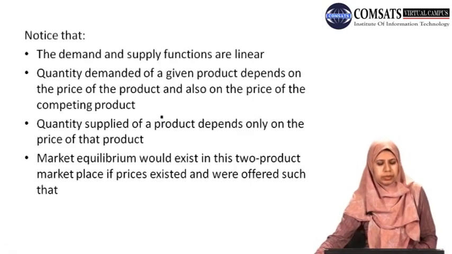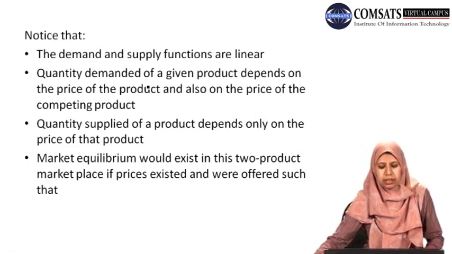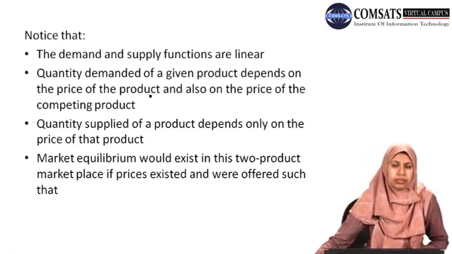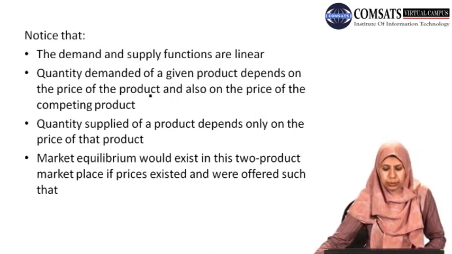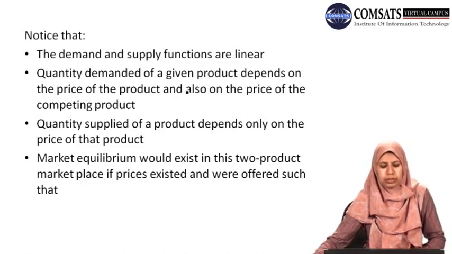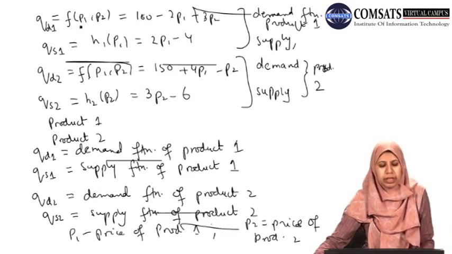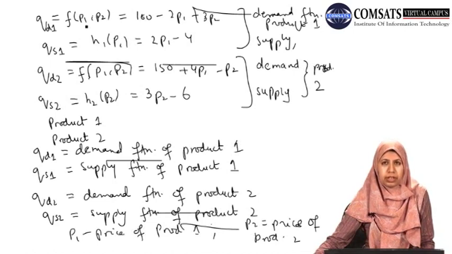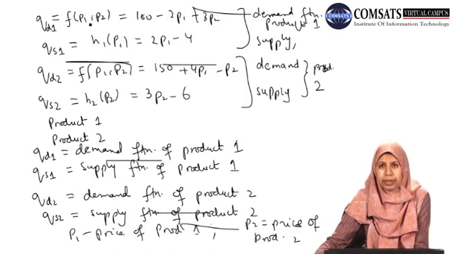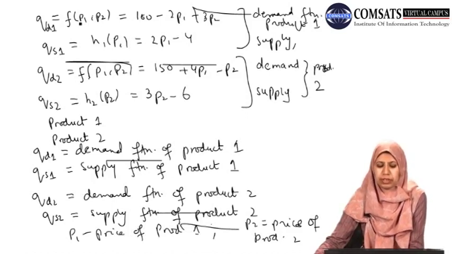Second thing we can observe is that the quantity demanded of a given product, that is QD1 and QD2, depends on the price of the product and also on the price of the competing product. That is, QD1 and QD2 are depending on the prices of both the products P1 and P2. QD1 is a function of the prices of both the products, P1 and P2, and QD2 is a function of the prices of both the products, P1 and P2.